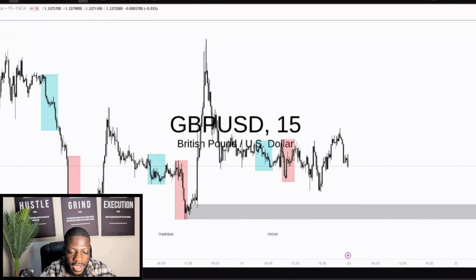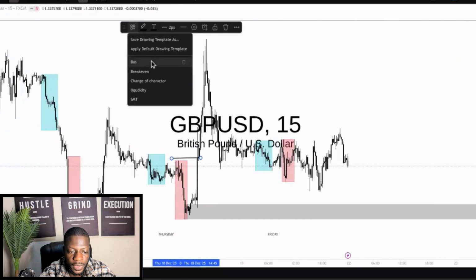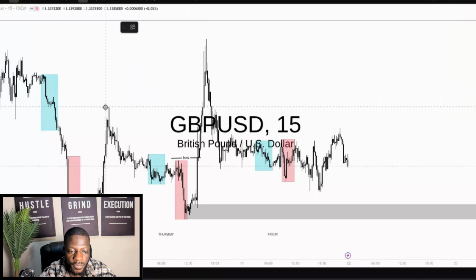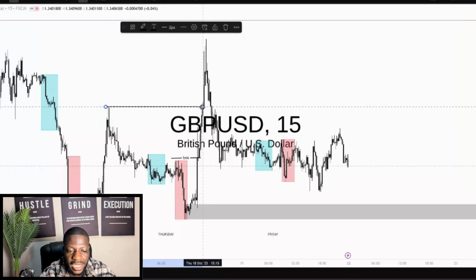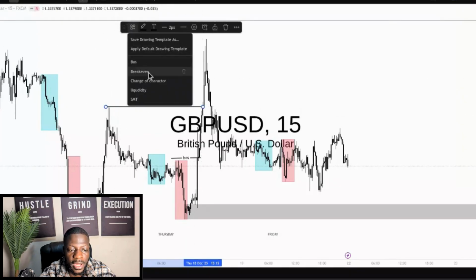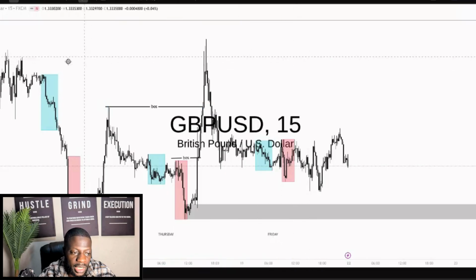So what we have here is a break of structure. So we have a break of structure right here. We have a break of structure right here. And then we have another break of structure right there. So we have an internal and external break of structure right here, which is really good. What else can we notice from here?